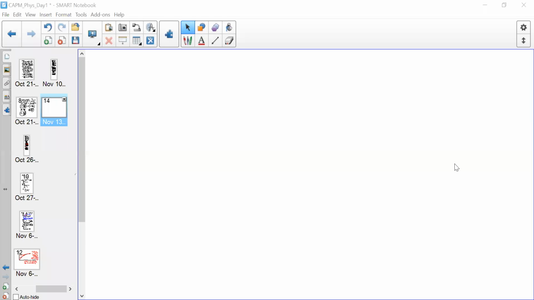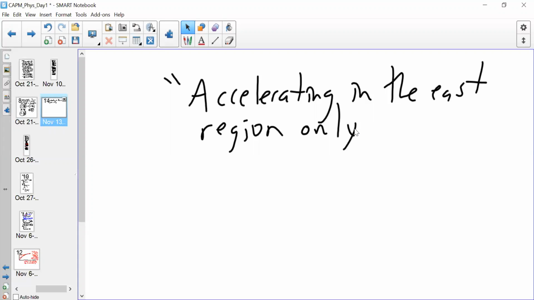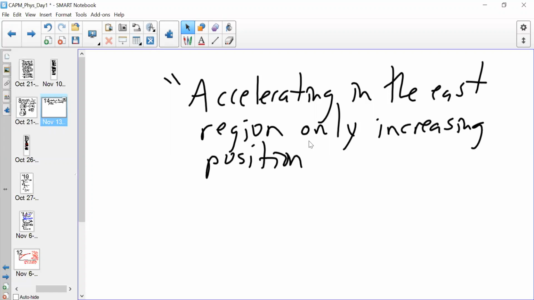So notes begin. Now we're going to be accelerating towards the east, right? One of that old school homework where I had the 10 scenarios. And let's dissect that one. So we're going to be accelerating in the east region only, and increasing position.